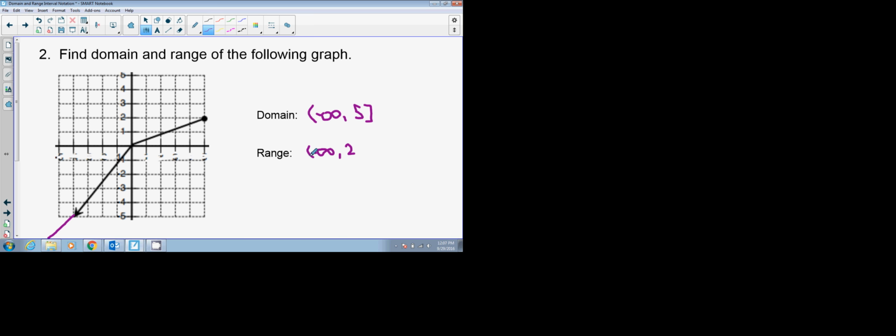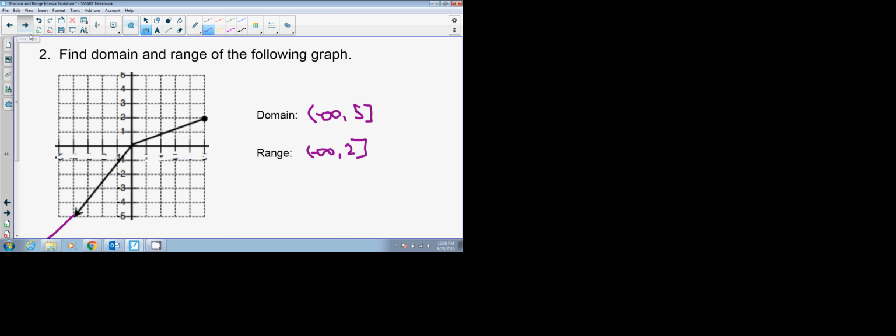Infinity always gets a parenthesis, and 2 has a closed dot, so we put a bracket. So my range for this graph is -infinity to 2, with 2 being included.